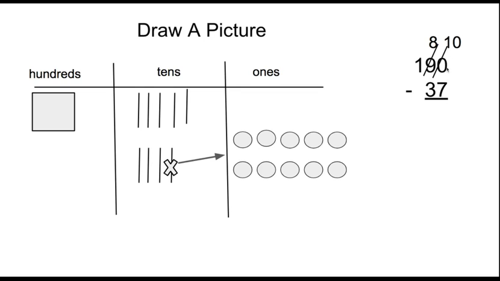Now I can subtract those ones. So I'm going to subtract 7. After I take away 7, I can see there's 3 ones left. I'm going to move into my tens place. I have 8 tens. I need to take away 3 tens. Once I take those 3 tens away, I can see how many are left. 5. Now I'm going to move into my hundreds place. I have 100, but I don't have anything to take away. So that means there's still 100. That makes my answer 153.